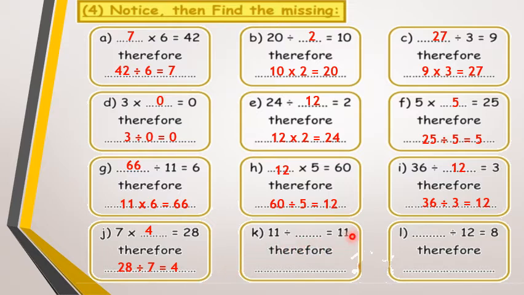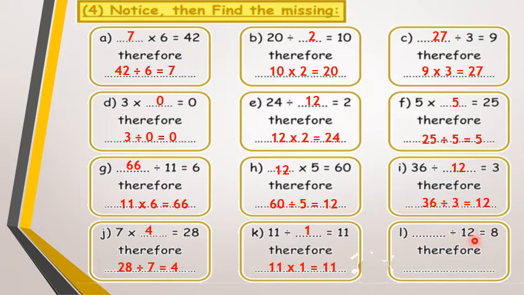11 divided by what gives you 11? There's a number that, with these two factors, will give you this product, and of course this number is 1 because it's a mirror. It means when you multiply 11 by 1, it will give you 11.